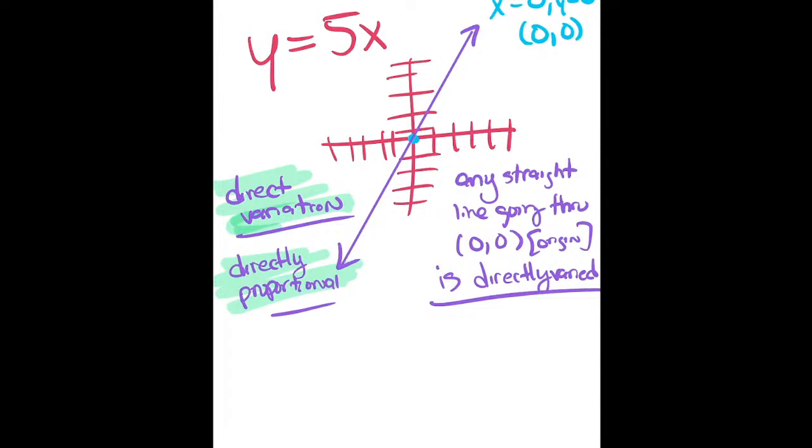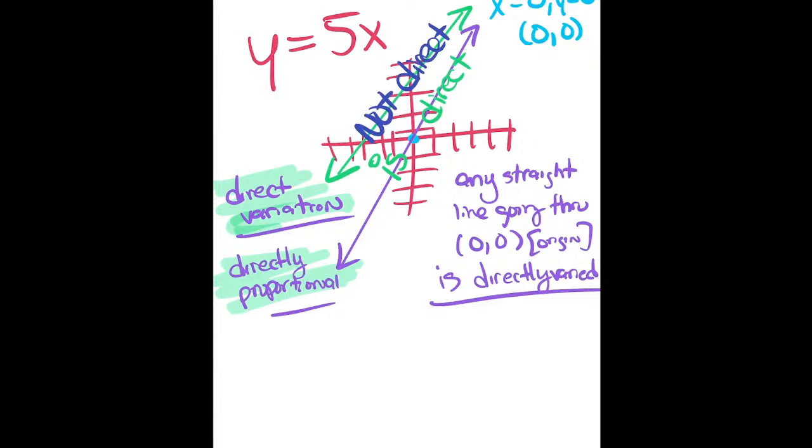Contrast that with this bad boy. This one is, here, let's do a different color. Not direct. And this one down here is direct because it goes through 0, 0.